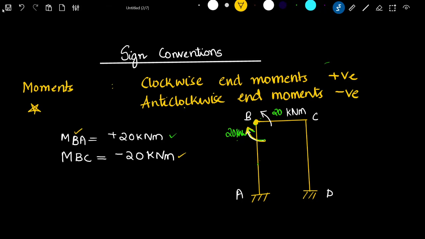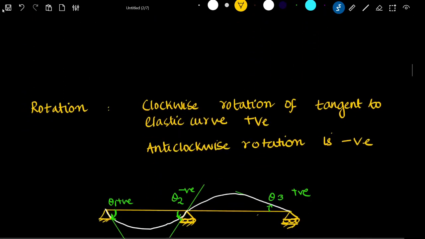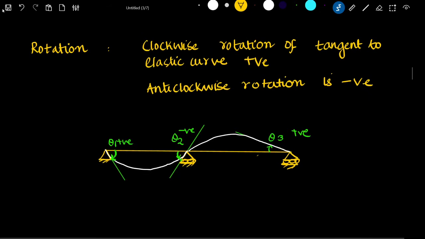Anti-clockwise is negative and clockwise end moments are taken as positive. Then regarding rotation, the clockwise rotation of the tangent to the elastic curve is positive and anti-clockwise rotation is taken as negative. Like here, it is a clockwise rotation, so you take it as positive. Anti-clockwise rotations are taken as negative. Here again, this will be an anti-clockwise rotation, so this will be negative, and here it will be positive.